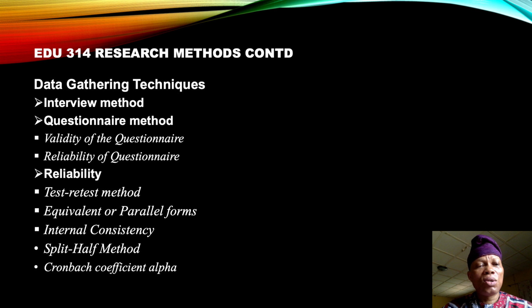So from there, you now calculate your reliability using the test-retest method, equivalent or parallel forms method, internal consistency, split-half method, or Cronbach's coefficient alpha. So all these are the various ways you can test the reliability of your questionnaire. You get more of this in your lecture material.